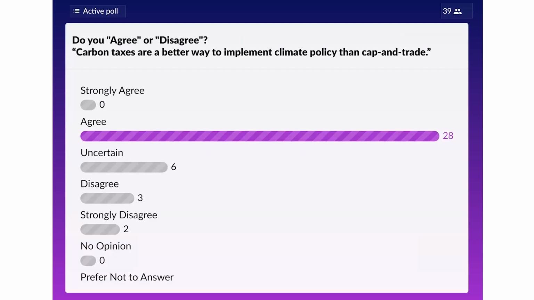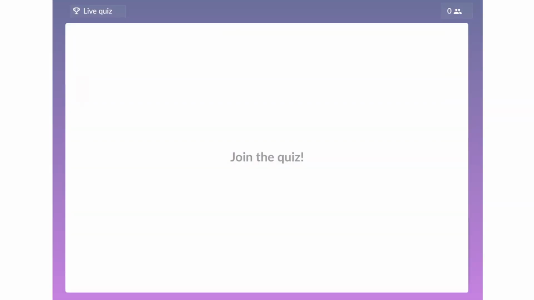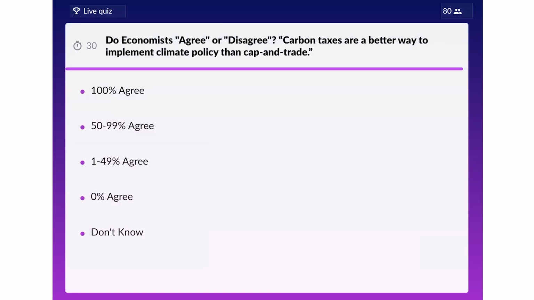All right, so let's move on to the next question. So do you think economists agree or disagree with this statement? 100% agree, 50 to 99% agree, 1 to 49% agree, 0% agree, or don't know. If you are not sure about carbon tax and cap and trade, you should Google this. Because of global warming, these are very hot topics that you can find answers about.